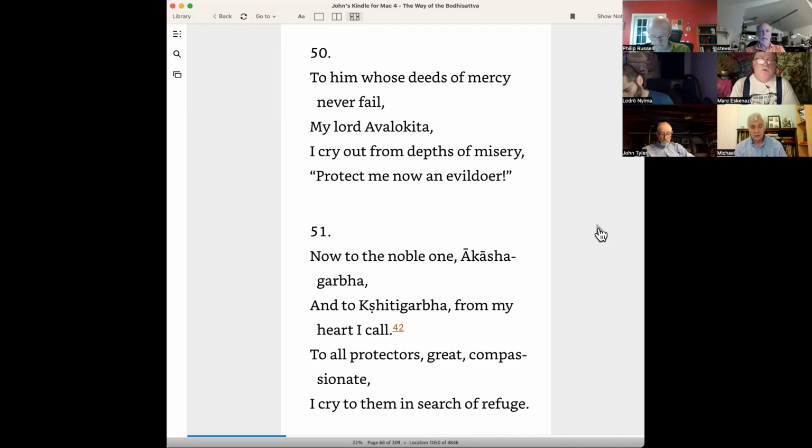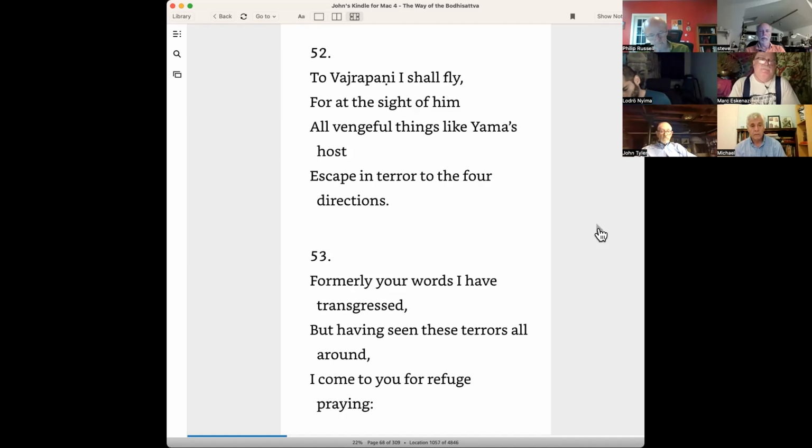Now to the noble one, Akashagarbha, and to Kshitigarbha, from my heart I call, to all protectors, great, compassionate, I cry to them in search of refuge. To Vajrapani I shall fly, for at the sight of him all vengeful things like Yama's host flee in terror to the four directions.